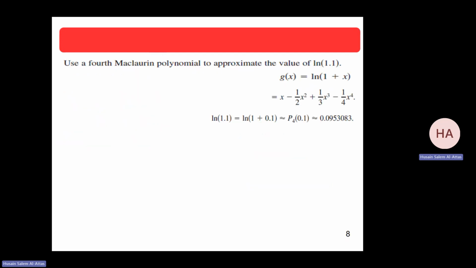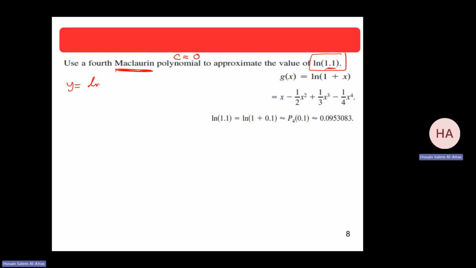Use the fourth Maclaurin polynomial to approximate this. Okay. I want to approximate ln 1.1. But I want what? Maclaurin, so my c is 0. If I use ln x, I cannot, for c equals 0. So what I will choose, also, I want to choose something to get a good approximation, so something not far from this one at c equals 0.